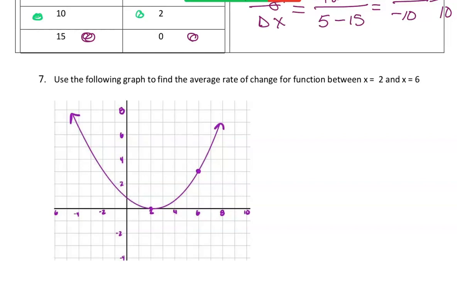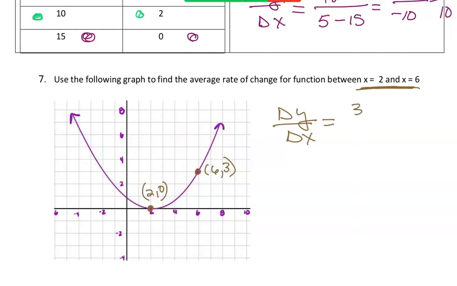Third way I can give it to you. I'm going to give you a graph, and I'm going to say I want to figure out the average rate of change between these 2 points. So figure out the points. Here's 1. That's going to be 2, 0. Here's the 6. That's going to be 6, 3. Okay, again, not rocket science. Change in y, but change in x.